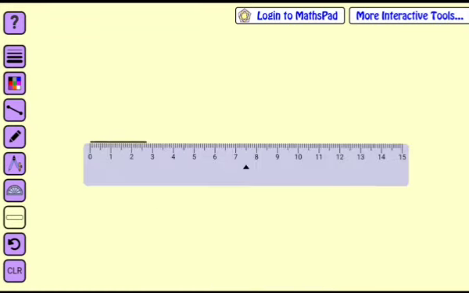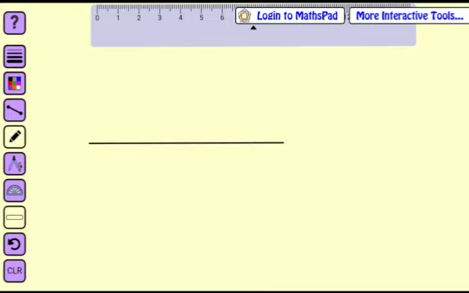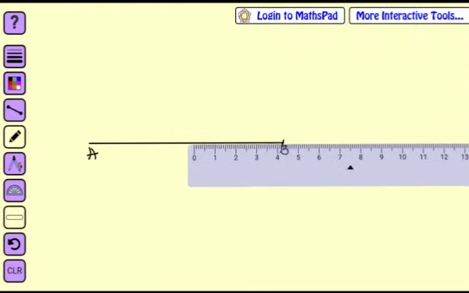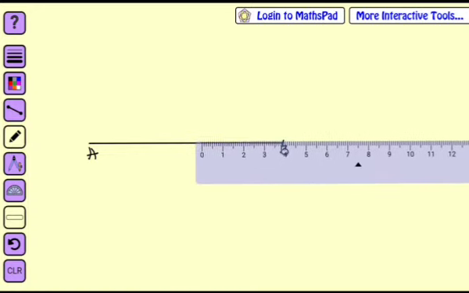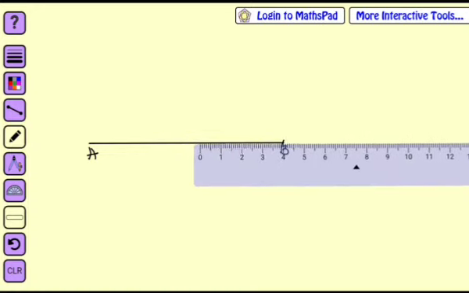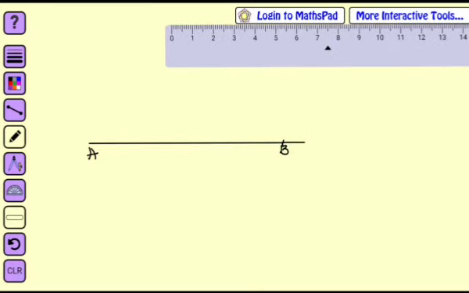Drawing a line segment with the length 9.3 centimeter like this, marking the line segment as AB. Now extending this line segment by 1 centimeter from point B. As you can see, we are extending it by 1 centimeter only, and mark this point as the new point C.